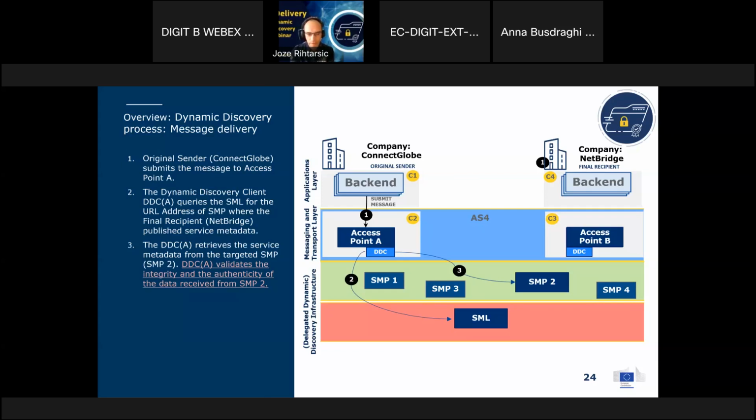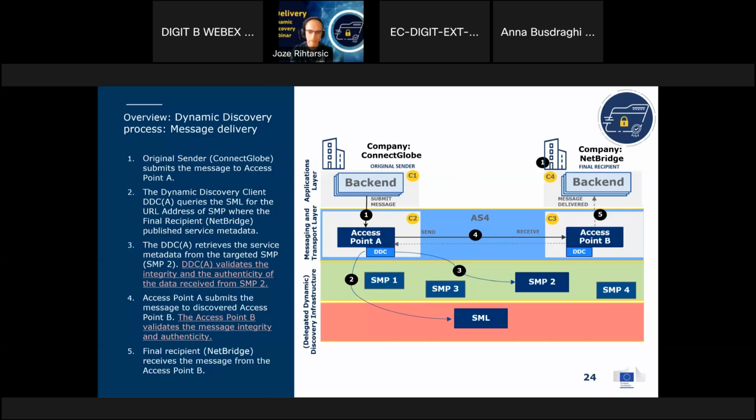And again, I would like to stress that when the dynamic discovery client retrieves the data from the SMP, it must validate the integrity and authenticity of the received data before it hands them over to the access point for sending the message. And after the validation, if everything is okay, the access point uses those data and submits the message to access point B. And again, access point B at this time validates the message integrity and authenticity. And if everything is okay, then the backend can consume the message. And with this, the dynamic discovery process actually ends. And I would also like to stress that only the submission of the message is more or less manual. Everything else is done automatically and in a very quick and short time.